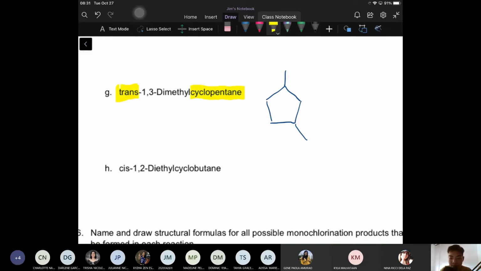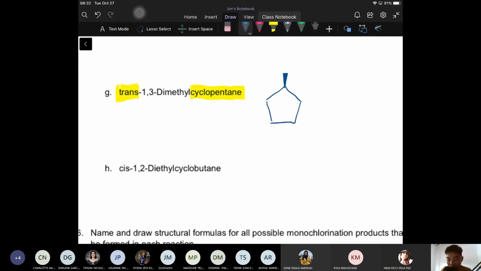So ano yung drawing nun? O you assign kung sino yung nasa taas. Kunwari gusto ko yung methyl sa carbon 1 ay nasa taas. So I will indicate that with a wedge, with a solid wedge. Paano mag-drawing ng solid wedge? Gawa ka lang ng triangle, tas i-fill mo lang. Okay? So, solid wedge yan.